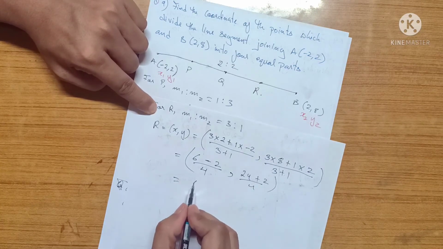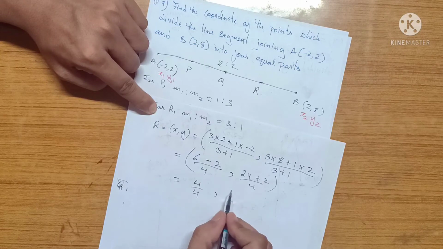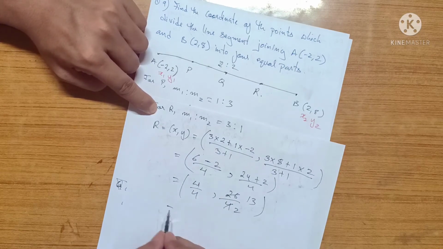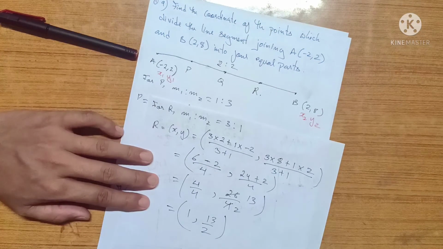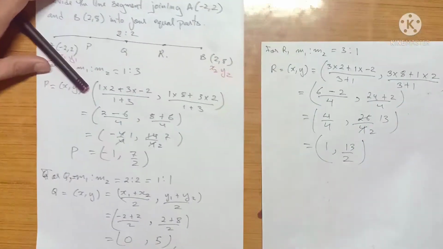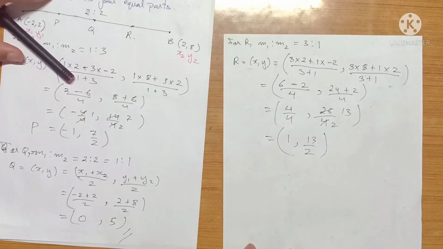So we'll get something like 4 by 4, which we can cut obviously. And this will get something like this. So 4 by 4 is 1. And then this is 13 by 2, the final answer. So there we have it. 4 points altogether.